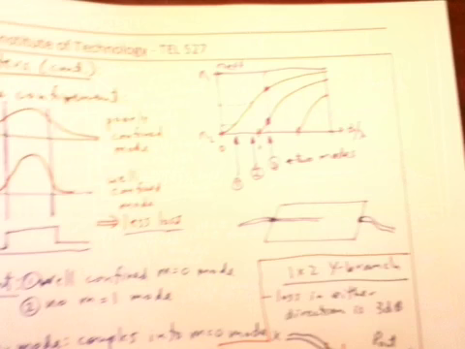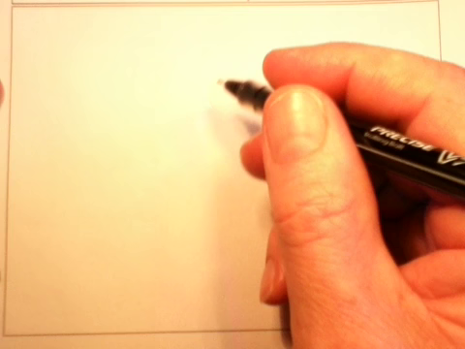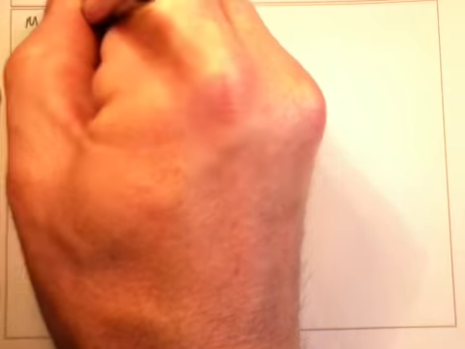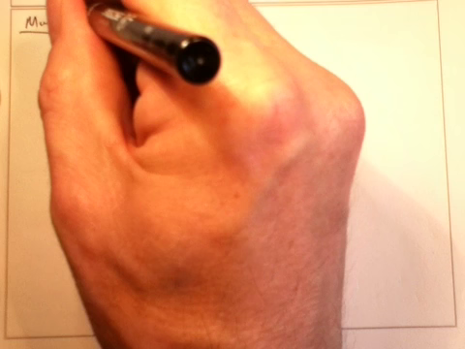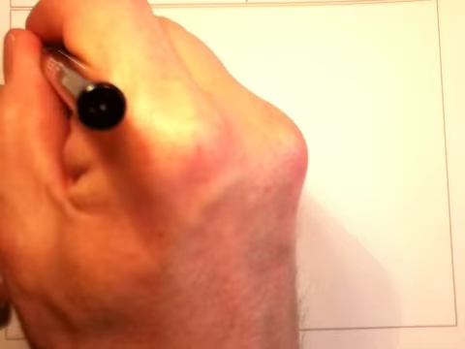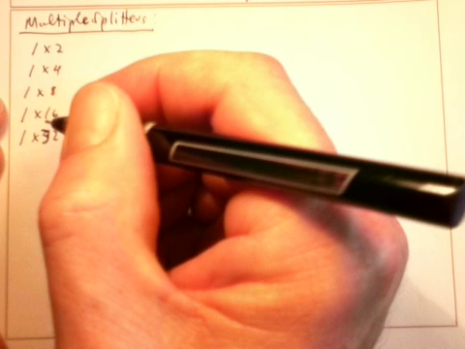The other thing I'd like to do in this video is give you a very quick overview of multiple splitters. These are used very often in passive optical networks, which we'll explain. But we can have a 1x2, we can have a 1x4, a 1x8, 1x16, 1x32. I think 32 is about as high as we normally go.